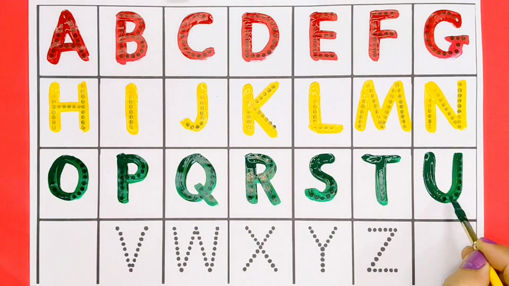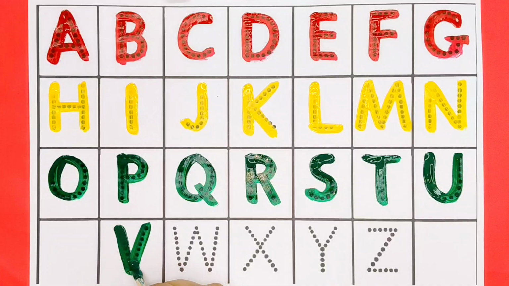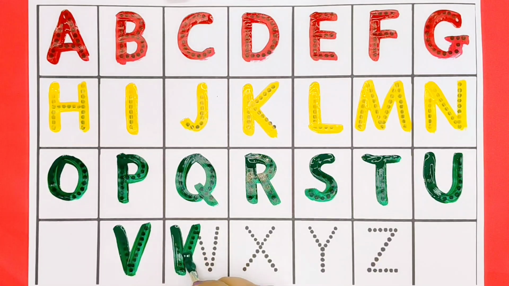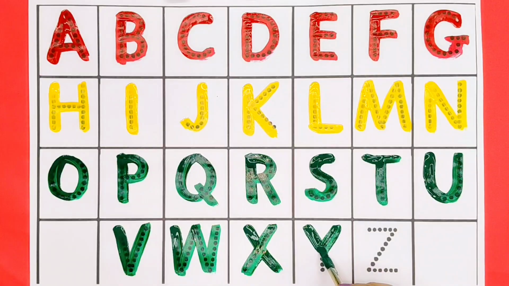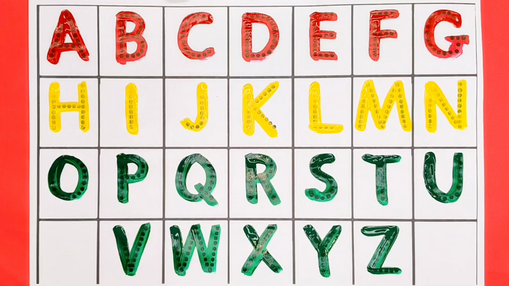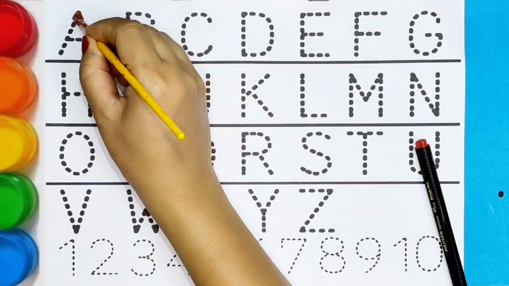U. U for umbrella. V. V for van. W. W for watermelon. X. X for Xmas tree. Y. Y for yo-yo. Z. Z for zebra. Brown color.